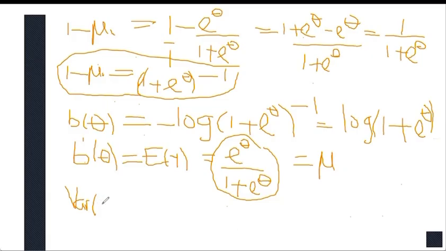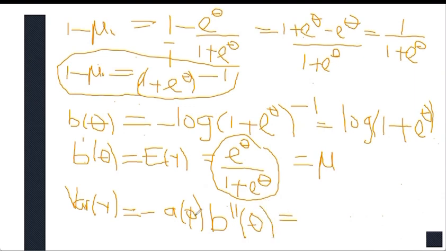If you want to get the variance of y, it has to be a of phi times the second derivative of b of theta, and of course, the other time I identified my a of phi to be 1 over n. So I'm going to write 1 over n. Then I want to differentiate this now.